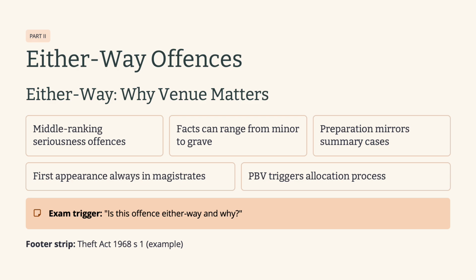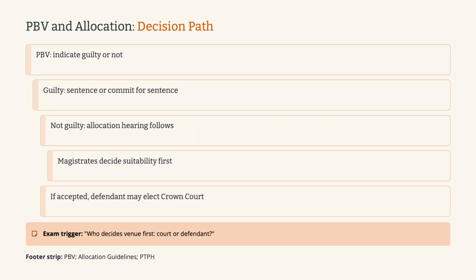So in exam they can ask, is this offense either way and why? At that point, classification comes from the statute creating the offense. So Section 1 of the Theft Act, for example, specifies theft is triable either way. So let's talk about plea before venue, the difference between either way and summary only offenses. The venue decision process for either way offences involves distinct stages that must occur in sequence. So let's talk about them.